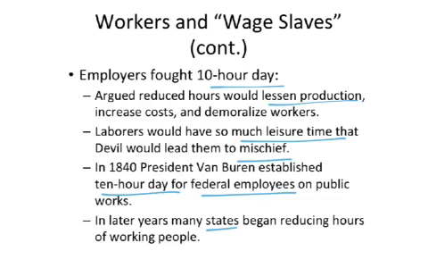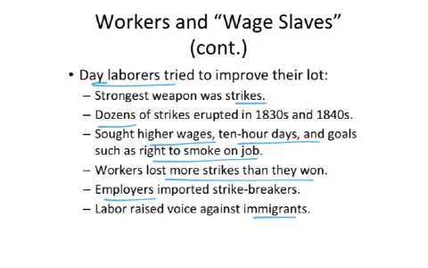Employers fought the 10-hour workday, saying that it would lessen their production and increase their costs and make the workers feel like they weren't producing as much as they should be. Laborers would have so much leisure time, they said, that the devil would lead them to mischief. And so in 1840, President Van Buren established a 10-hour workday for federal employees on public works. In later years, many states began to reduce the hours of their own working people in a similar fashion.